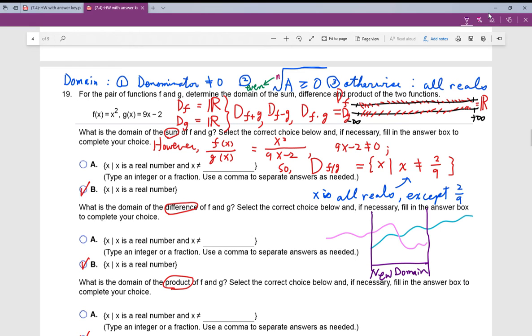Now, this homework doesn't ask you for the domain of the division. So just think about addition, subtraction, and multiplication. When you have addition, subtraction, or multiplication, you are not going to create any denominator. If you are not creating a new denominator, then you don't need to kick out anything extra. So you just need to combine the domains from f and g. Then that's good.